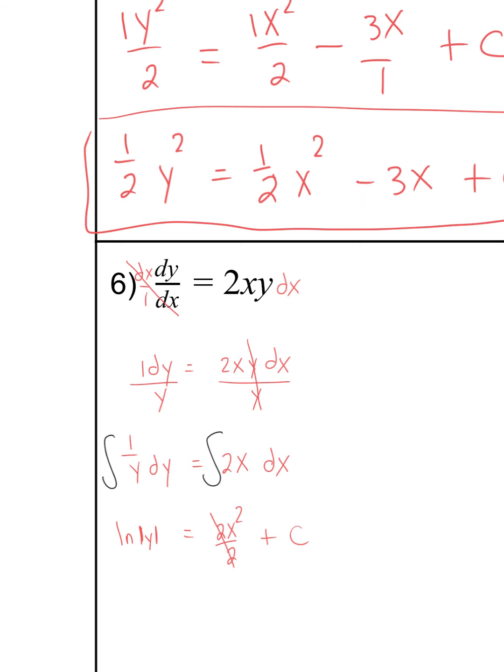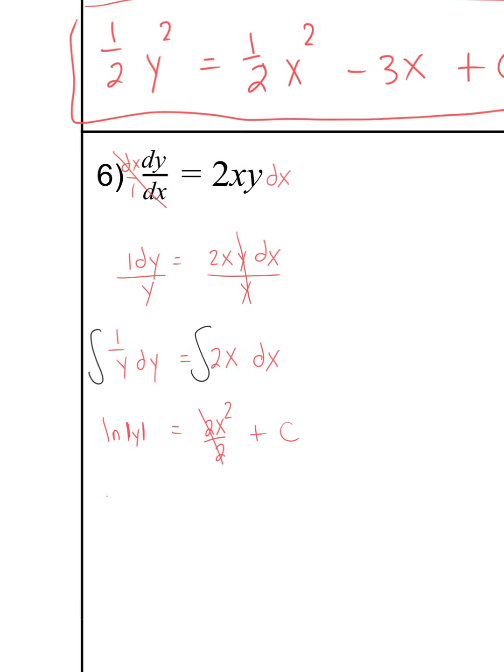Now these are going to cancel, so that leaves me with ln absolute value of y is equal to x squared plus c. And now again, we have to get rid of the ln, so we exponentiate. We make e the base. All right, now these cancel. I have absolute value of y on the left.